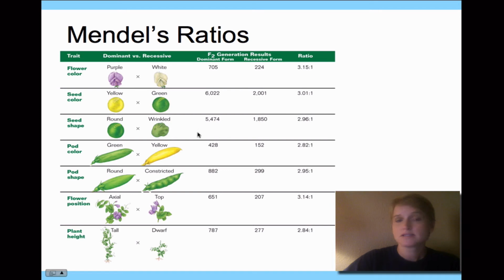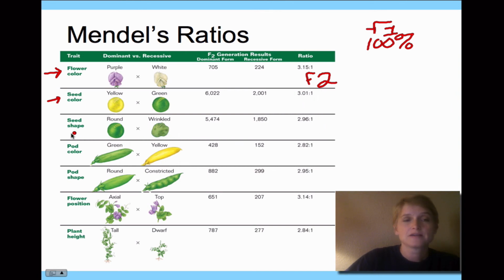And he did this experiment thousands of times. He did this with the flower color. So he would take that original parent generation, cross the purple with the white, and end up with 100% purple. But in the F2 generation, he would end up with that 3-to-1 ratio. He did this with seed color, the yellow to the green. The first generation, the F1, he ended up with 100% yellow. And then when he crossed the F2, he ended up with the 3-to-1 ratio. He did this with seed shape. He crossed round with wrinkled. The first generation, he had 100% round. The second generation, he had a 3-to-1 ratio, round to wrinkled.